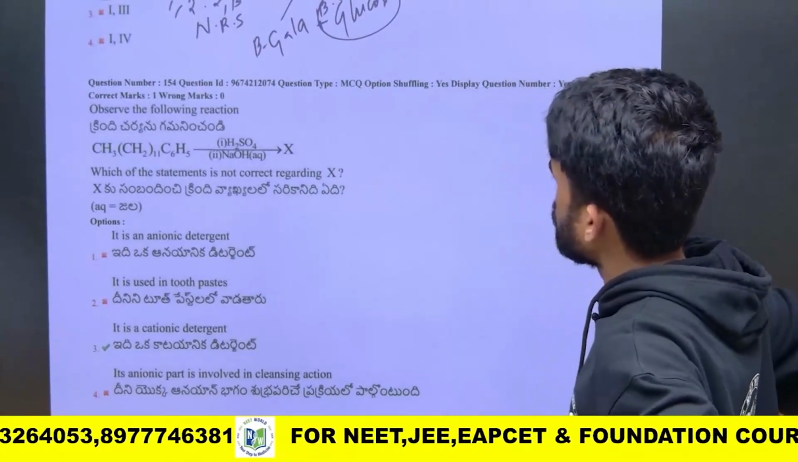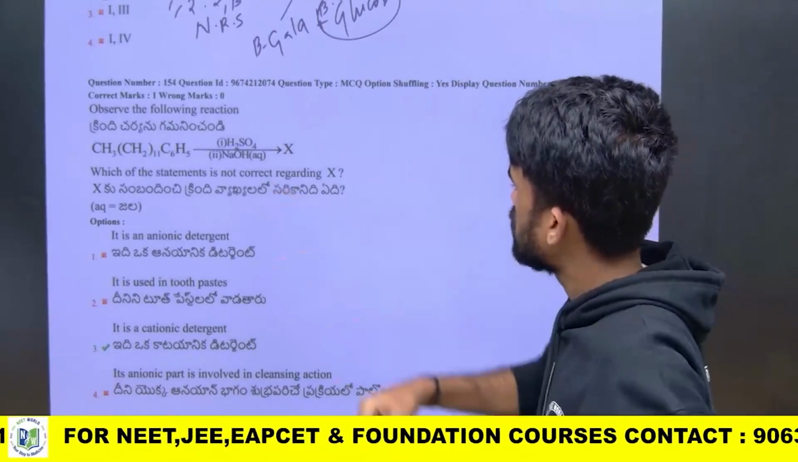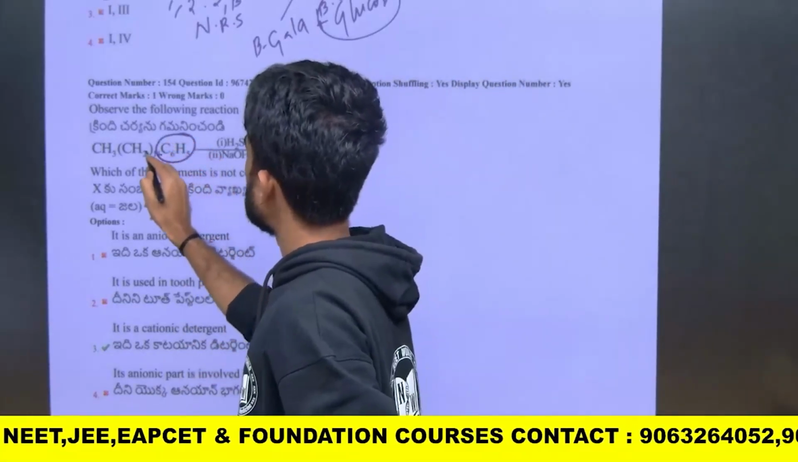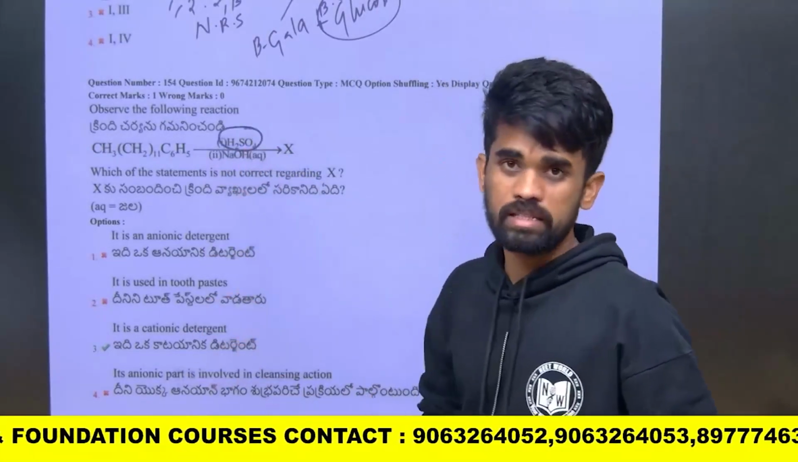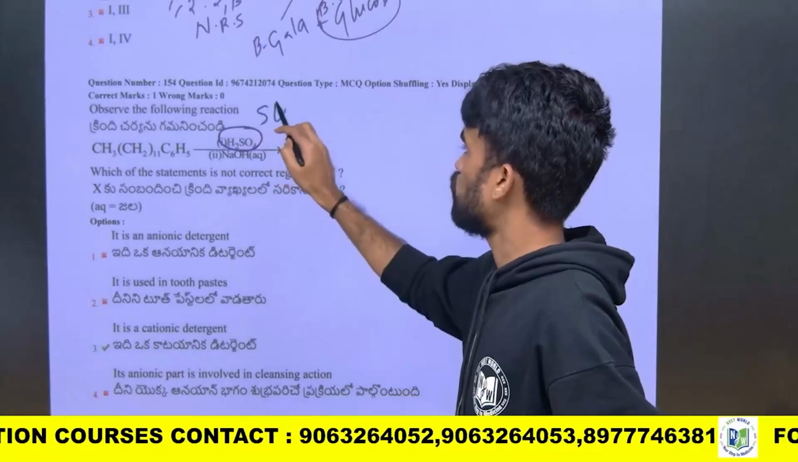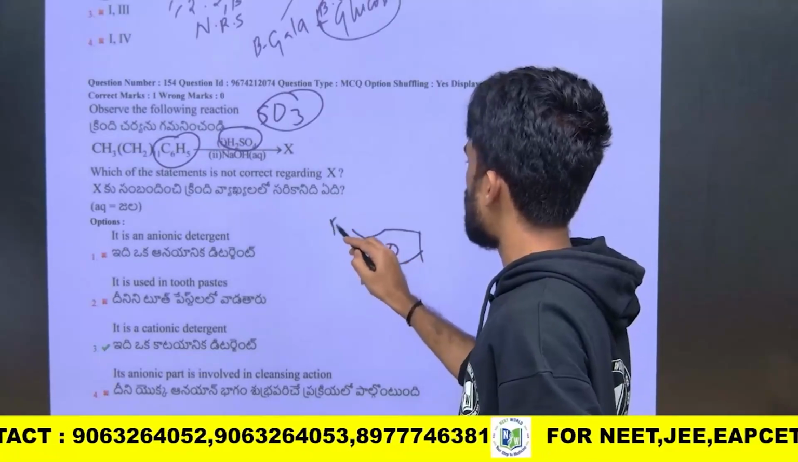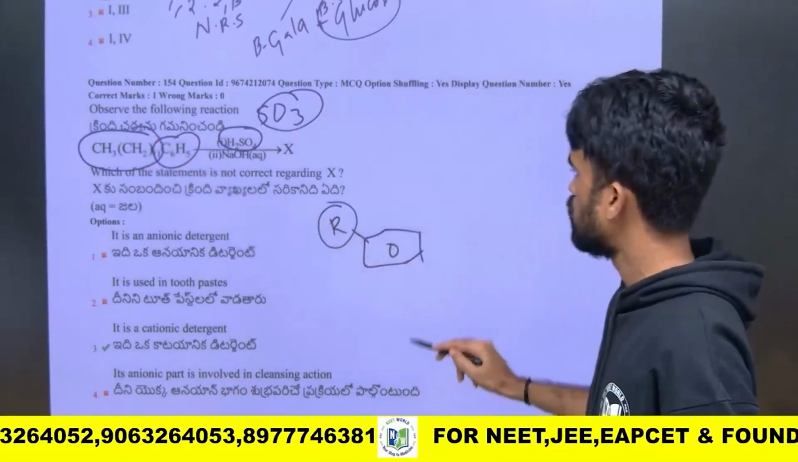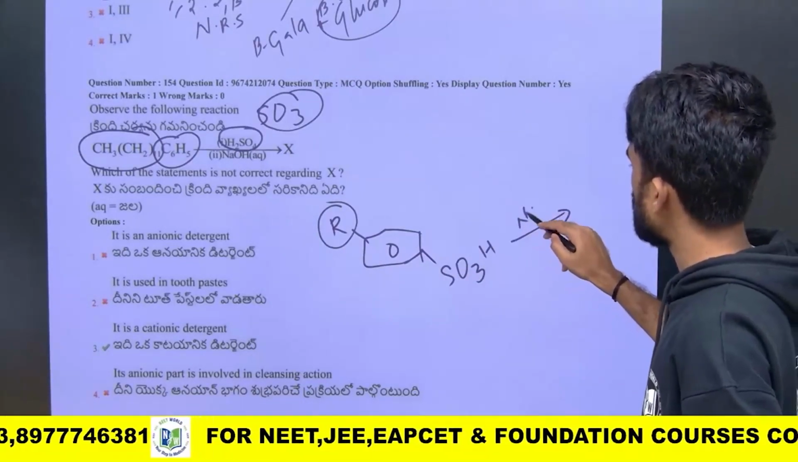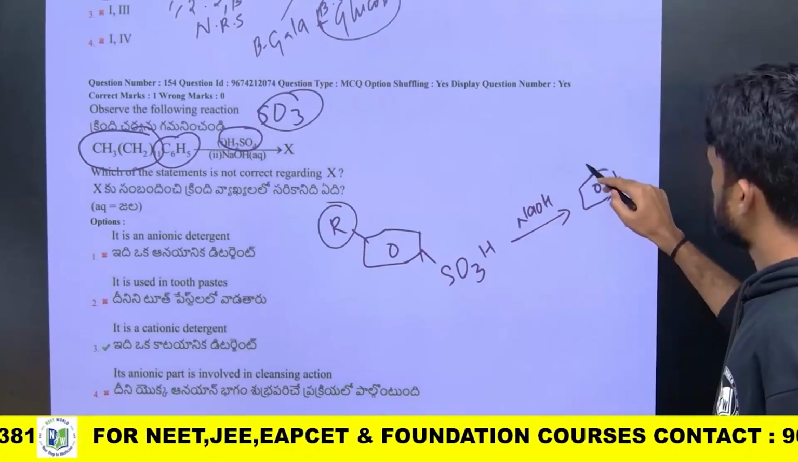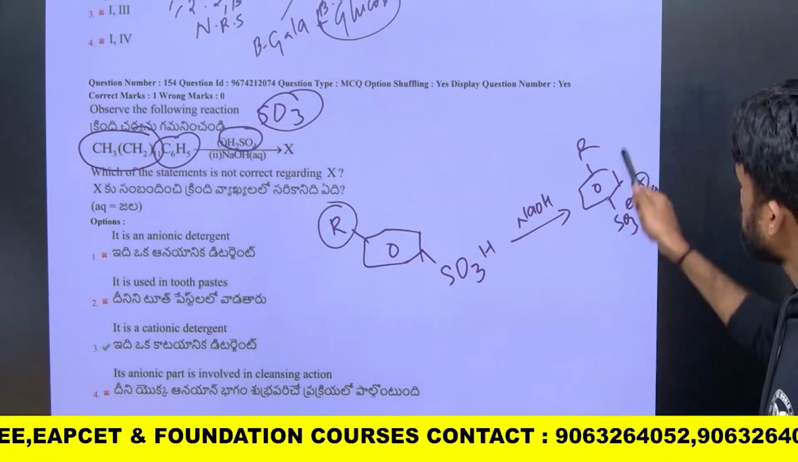Observe the following reaction. Which of the statements is not correct regarding X? Here we have a phenyl ring C6H5 with a bulky alkyl group on this side. Now we are adding sulfuric acid, so we are doing sulfonation. On this benzene ring, let us say I take the bulky group as R, just to represent this complete chain as R. The reaction takes place and forms sulfonic acid. Upon treating with NaOH it forms R SO3 minus Na plus. So this is a salt we have.